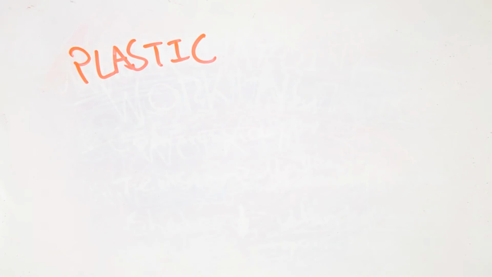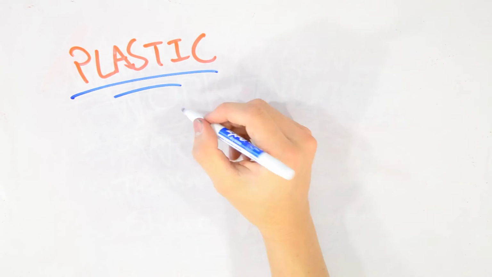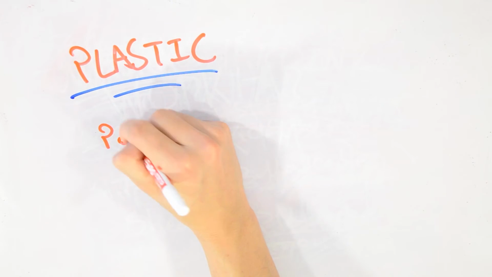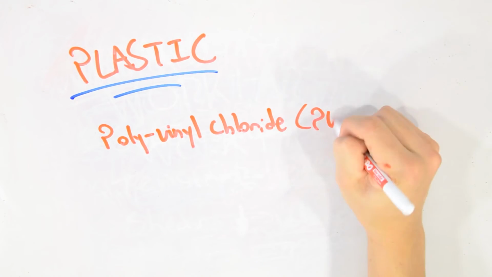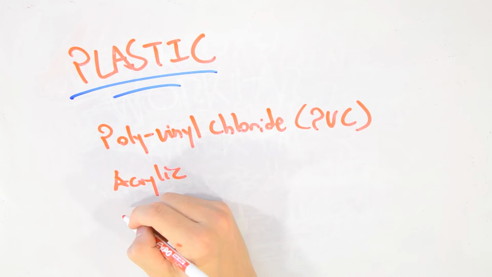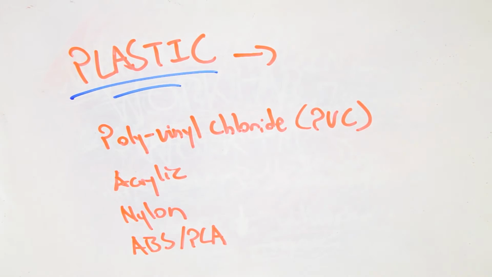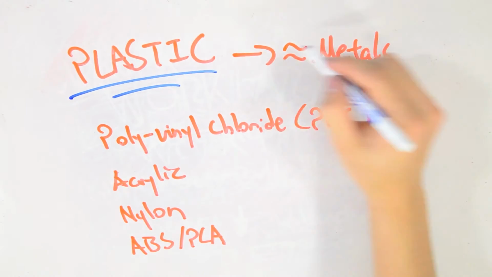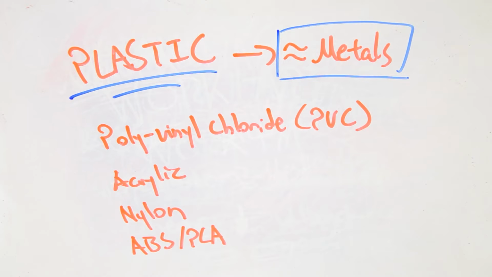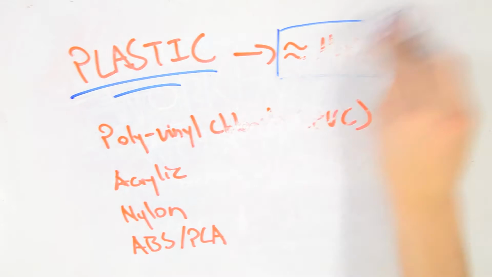Plastics that you might commonly encounter include PVC, acrylic, nylon, and 3D printed materials like ABS and PLA. Sometimes it's helpful to think of plastics as lighter and less strong metals because their properties are similar, and this is why plastic is often used in place of metal when weight, corrosion, or cost is important.